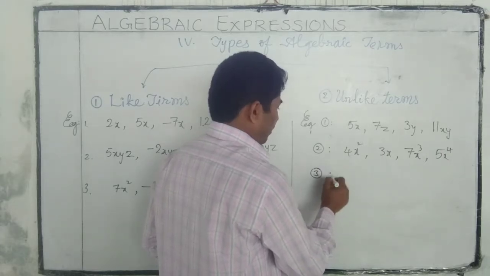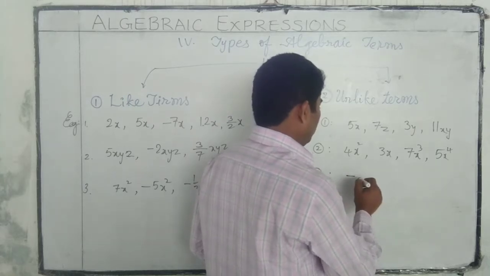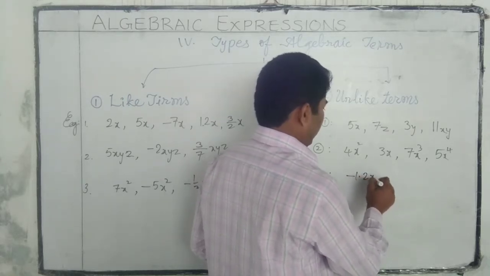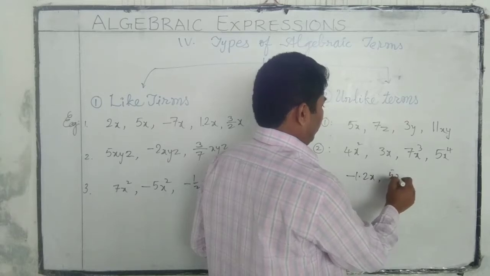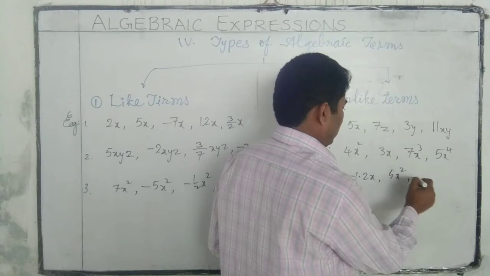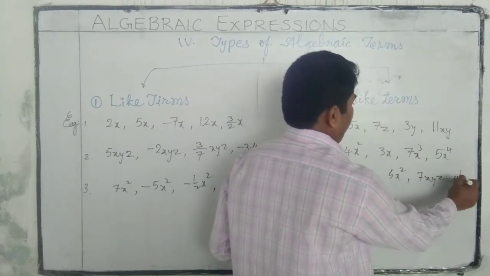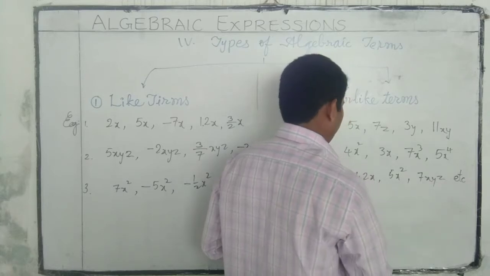Third example, minus 1.2x, 5x square, 7xyz, etc. are unlike terms.